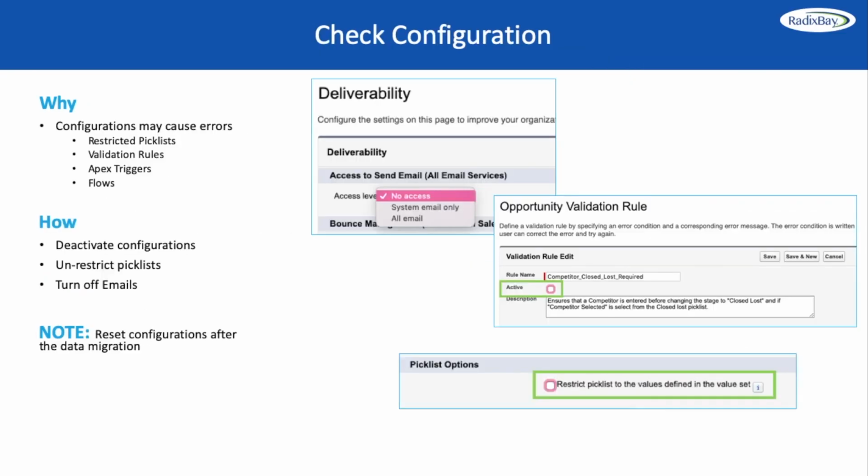My next recommendation is to check configuration. Certain configurations can cause errors, like restricted pick lists, validation rules, apex triggers, and flows. You'll want to deactivate these configurations before you run your migration code. I recommend that you unrestrict any pick lists and also turn off emails. And you can use that Salesforce switch tool I mentioned earlier to turn off validation rules, triggers, and flows. Please note that you need to reset the configurations after the data migration. You don't want clients to use the system with incorrect configurations.